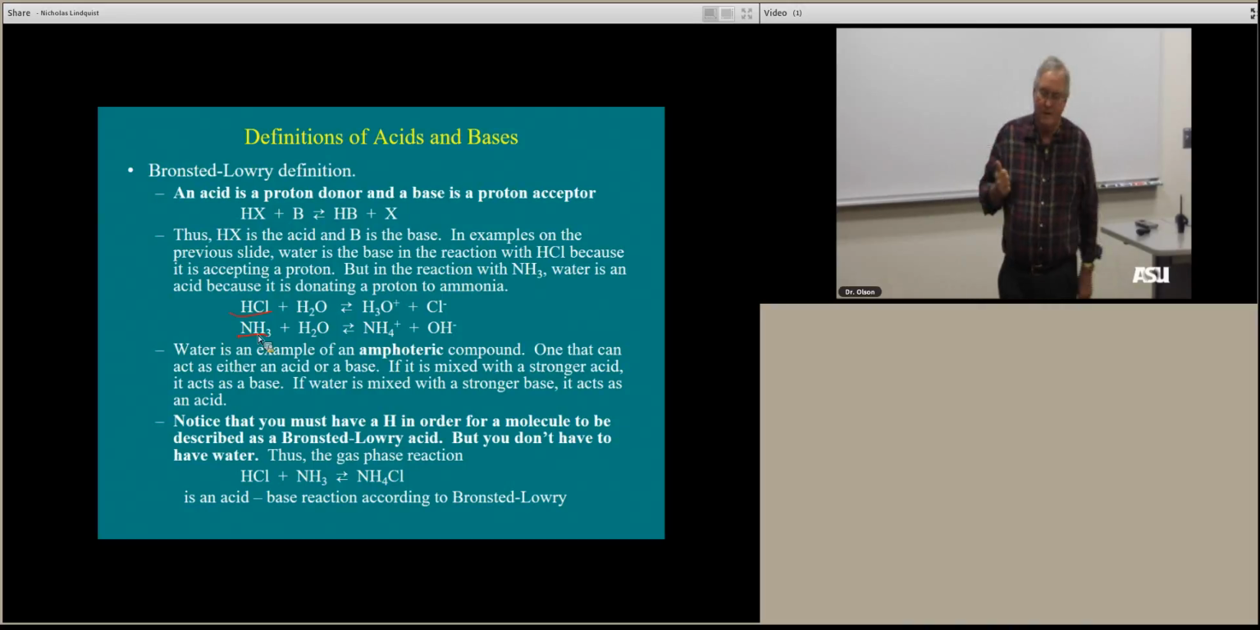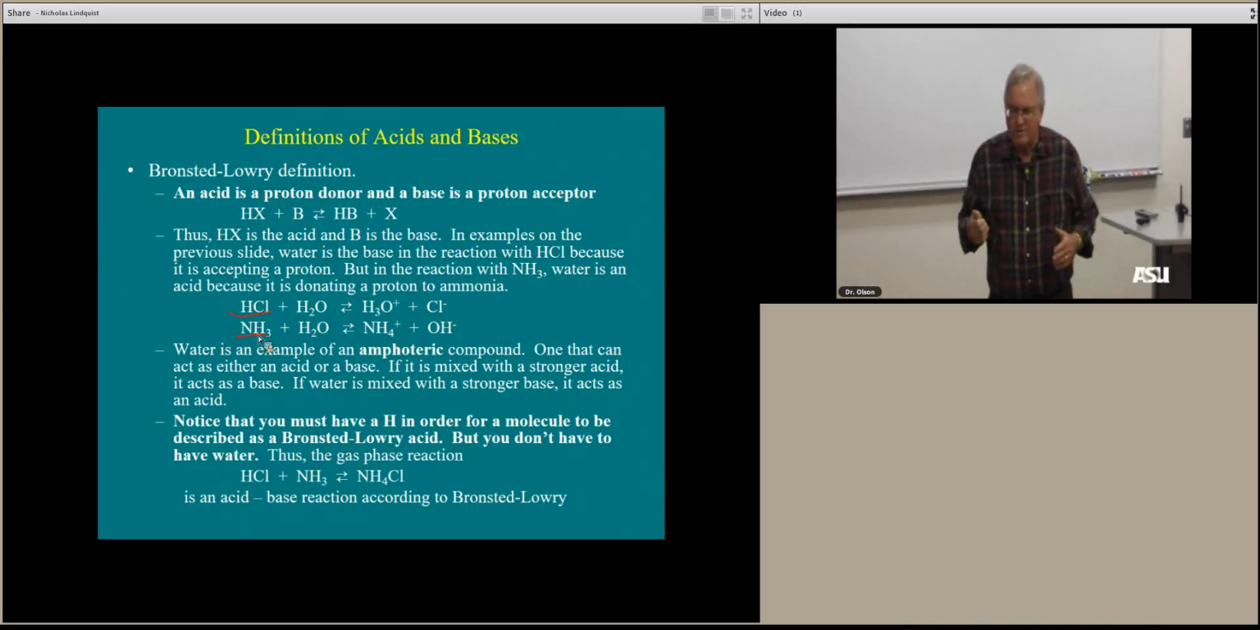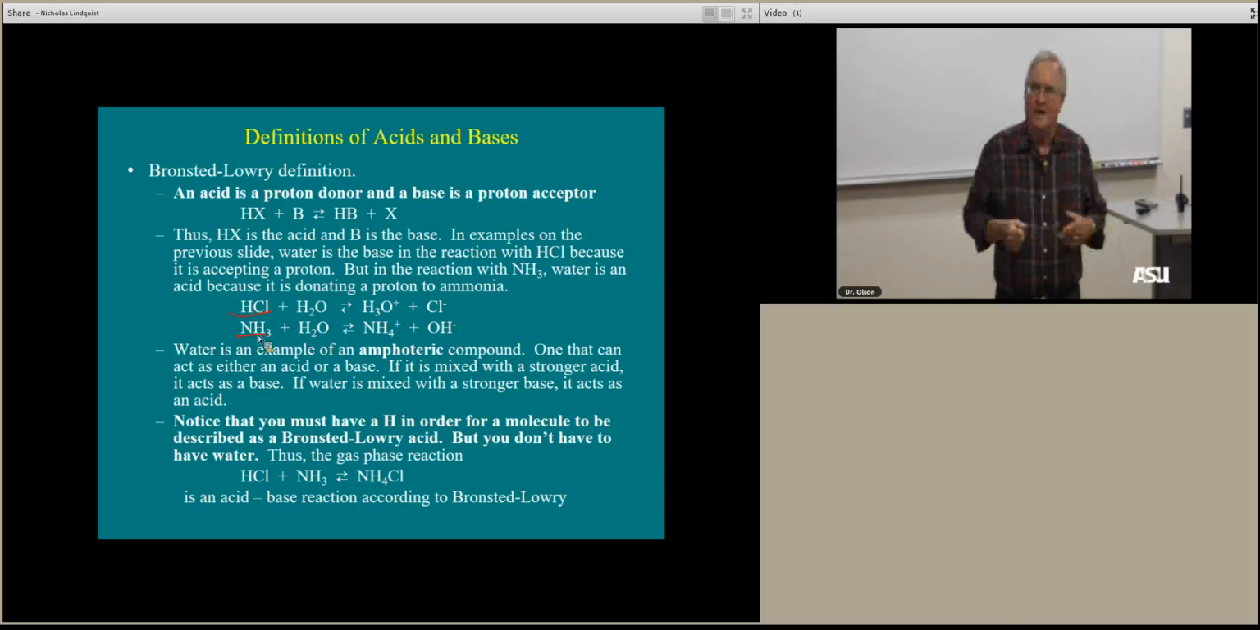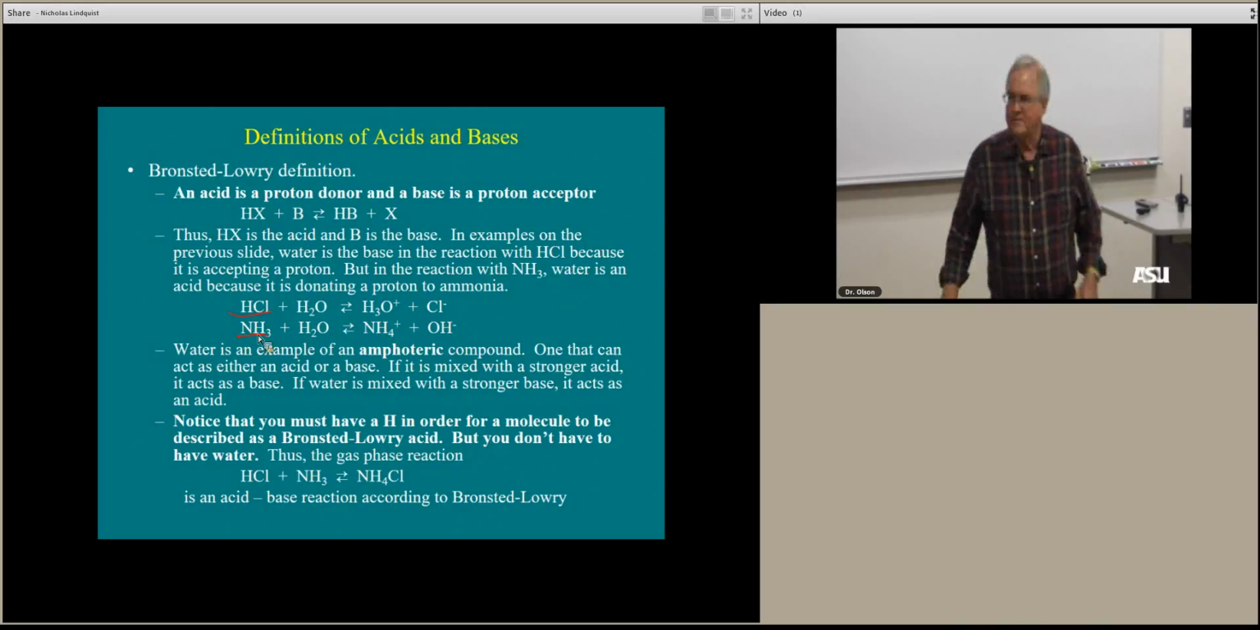Now, what's important about the Bronsted-Lowry definition is that this is more general, because you can apply this concept even in cases where you don't have any water as a solvent. Notice we're not talking about the definition of an acid as something that generates H3O+. Here we're talking about the definition of an acid as something that donates a proton, and a base is something that accepts a proton.